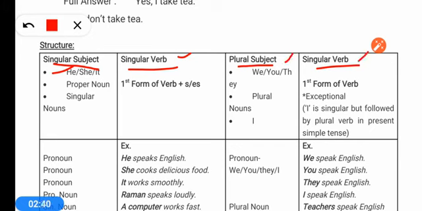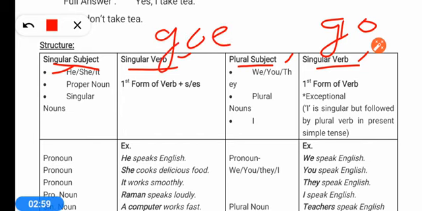Now, singular subject we can understand as one single person, one single subject. But what is a plural verb and a singular verb? Like go: if we say go, then go is a plural verb, and if I add s or es to go, then it becomes singular. So the singular verb is not a fixed one. When we add s or es to the first form of the verb, then it becomes a singular verb.